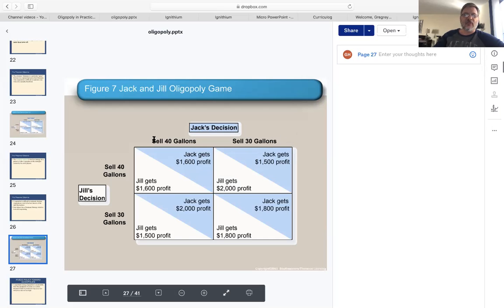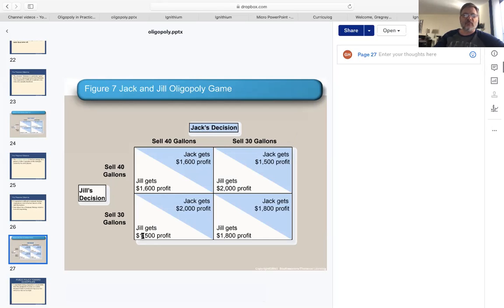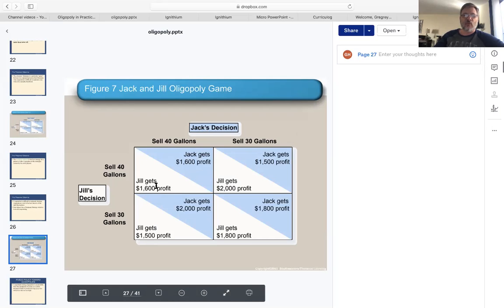If Jack chooses to sell 40, Jill can choose between 40 and 30. Well, at 40, she gets $1,600 profit. At 30, she gets $1,500 worth of profit. So she's going to choose to sell 40. Now, if Jack chooses to sell 30, Jill again can choose between 40 and 30. At 40, she gets $2,000 profit. If she sells 30, she gets $1,800. So again, there's this dominant strategy to produce more.